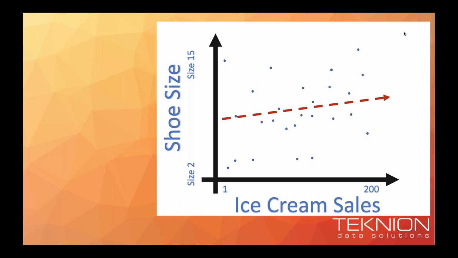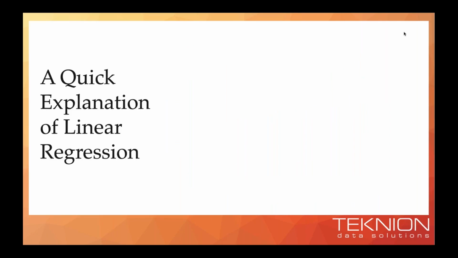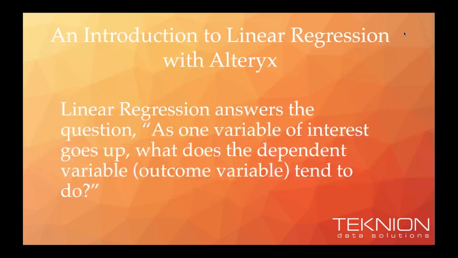You say, all right, Kyle, why the 2 here? Lots of times when we're thinking about linear regression, we're thinking about how one variable changes in relation to another. Again, that was the whole point of this statement here: as one variable of interest goes up, what does the dependent variable or the outcome variable tend to do?